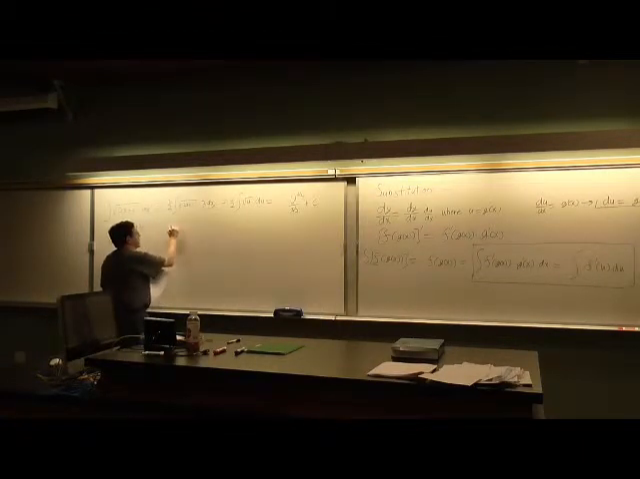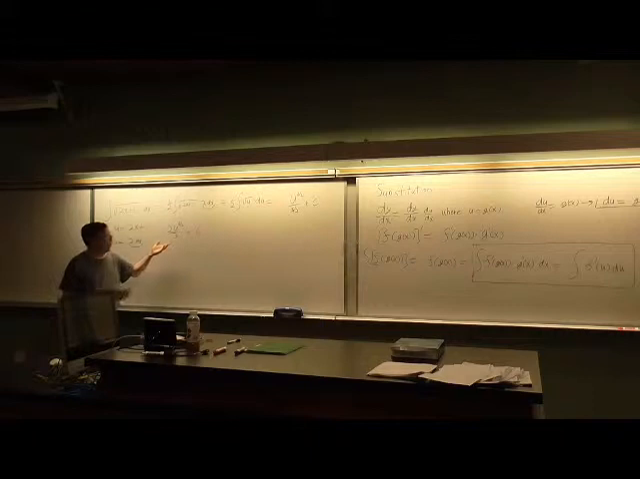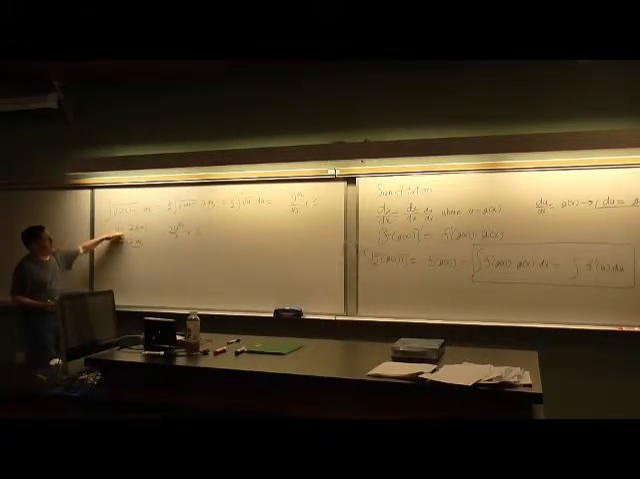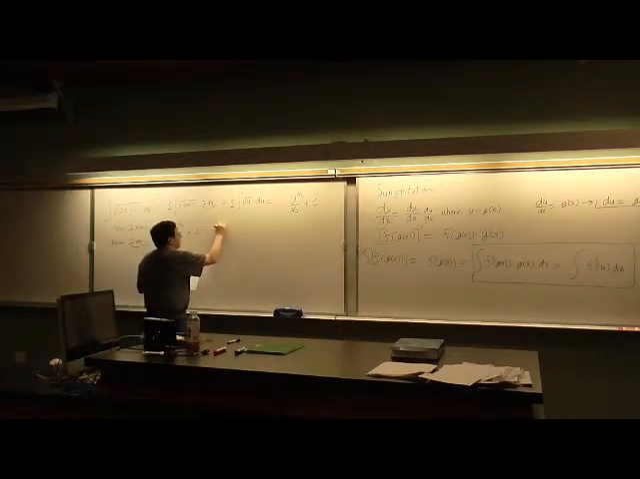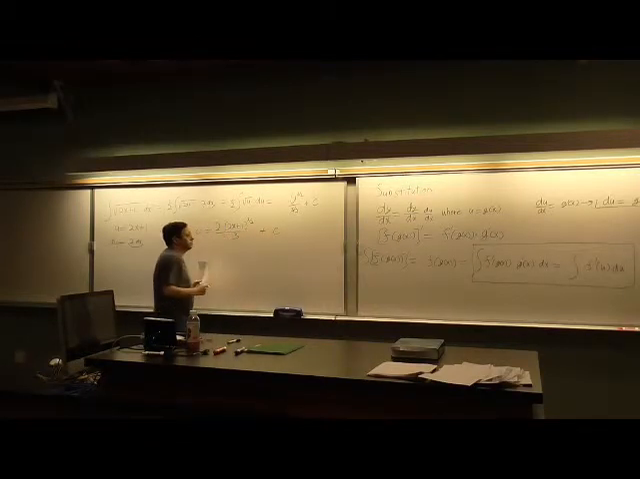Let me simplify that a little. That's 2u to the 3/2 over 3 plus a constant. But I don't really want this in terms of u, right? I want it in terms of x. So I go back to my original substitution, and I say, okay, so this is 2 times 2x plus 1 to the 3/2 over 3 plus a constant.